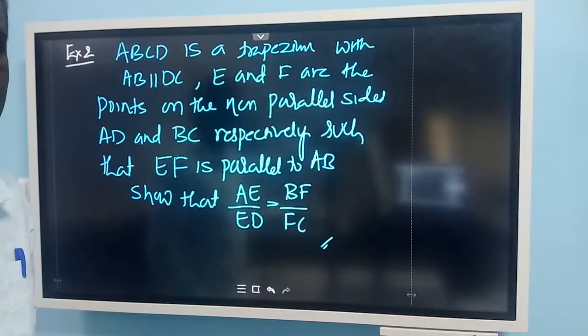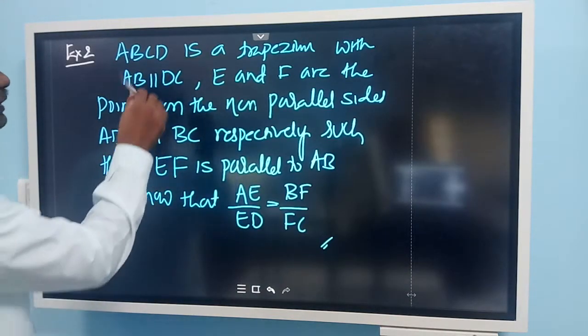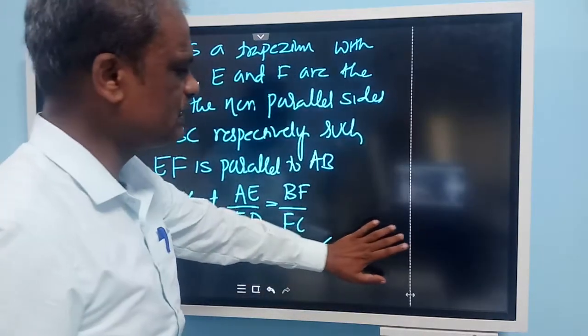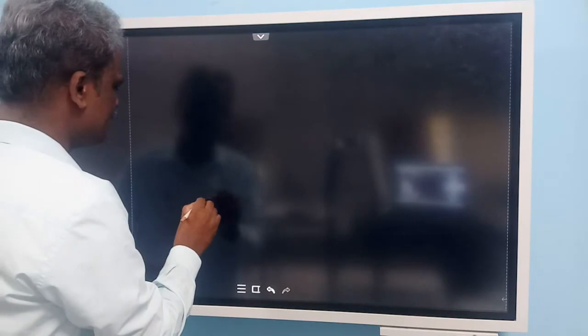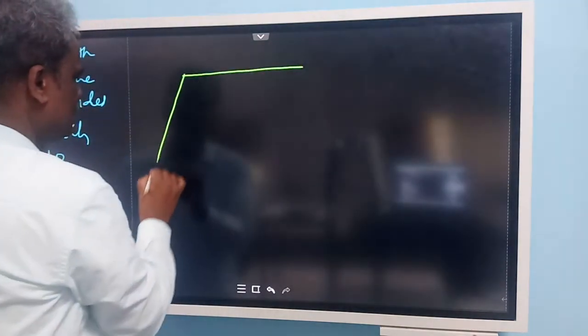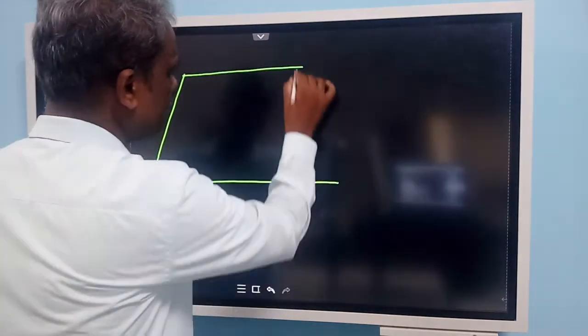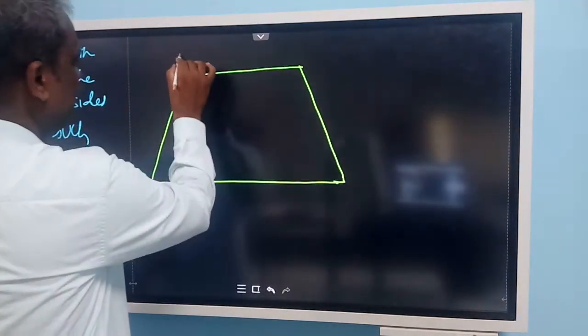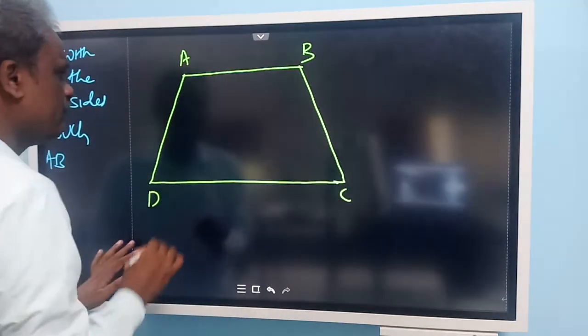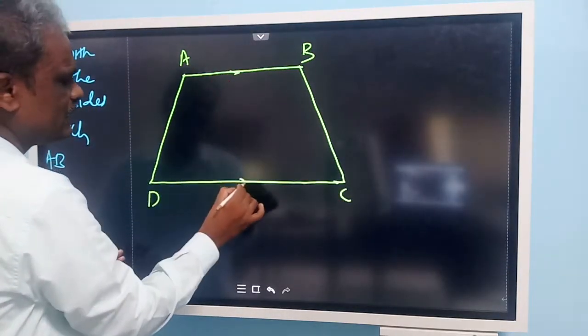Yes, sir. All of you look at this way now. ABCD is a trapezium with AB parallel to DC. You can draw a trapezium with AB and CD as parallel sides. So let us draw one parallel. That is a trapezium with one pair of parallel sides. So I can write this as AB and CD. So ABCD is a trapezium with AB and CD parallel.